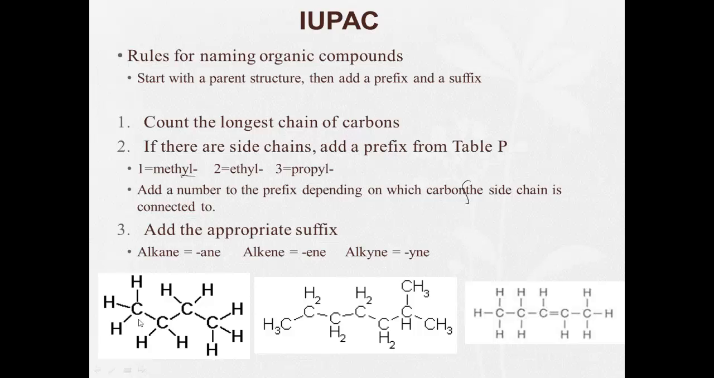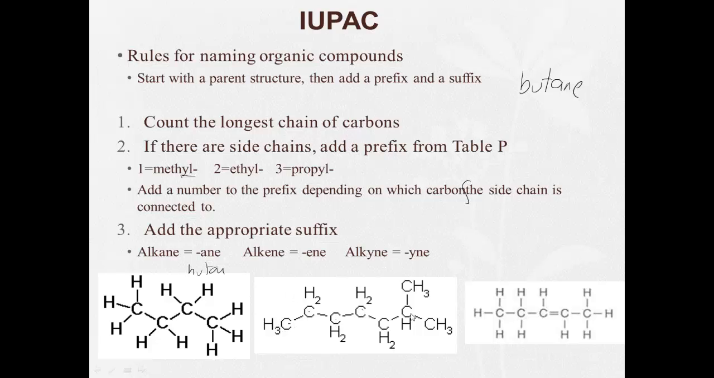Okay, so here, if we're going to name this, we count the number of carbons in the chain. One, two, three, four. So if there are four carbons, that's going to be but. There's no side chain, so we're not adding any prefixes. And there are all single bonds, so it's ane. So this is butane.